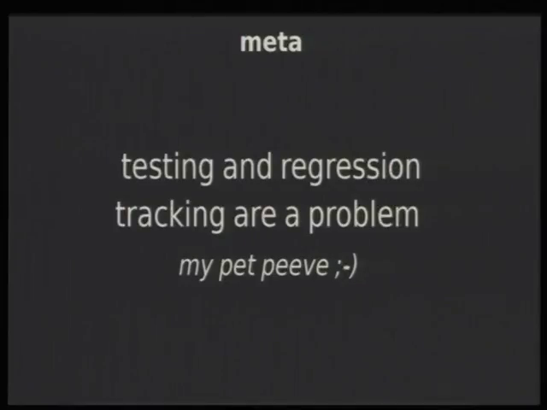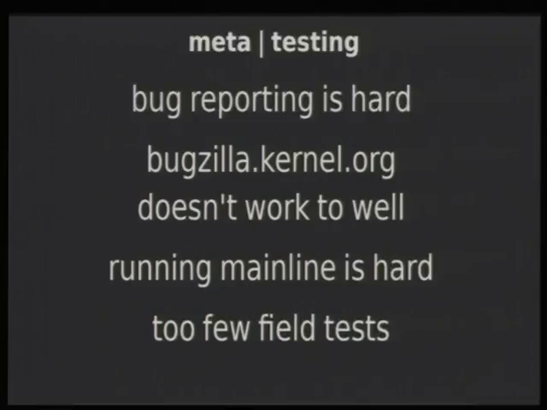What else? Testing and regression tracking are a problem. That's actually my pet peeve because I'm a little bit involved there. Bug reporting for the kernel is still quite hard. There's a Bugzilla instance from the kernel developers, but it's not really used that much. Only some subsystems use it. Running the latest kernel sometimes is hard. And the kernel has, from my point of view, too few testers because there's so much hardware out there, and no test lab can test that.